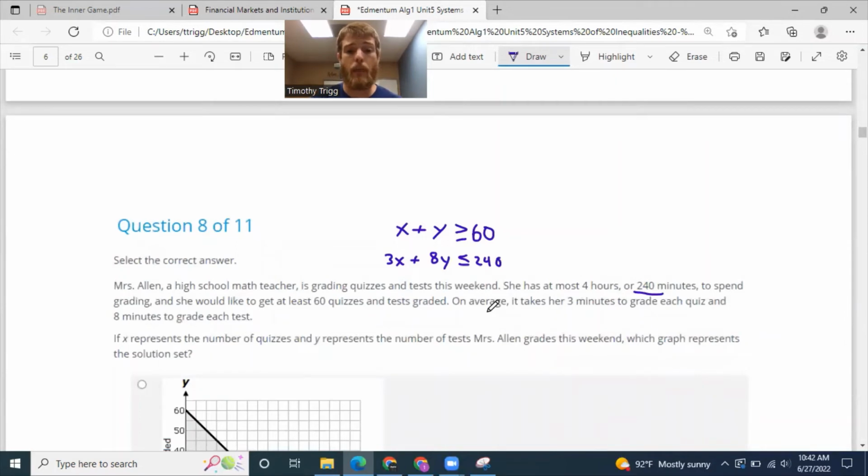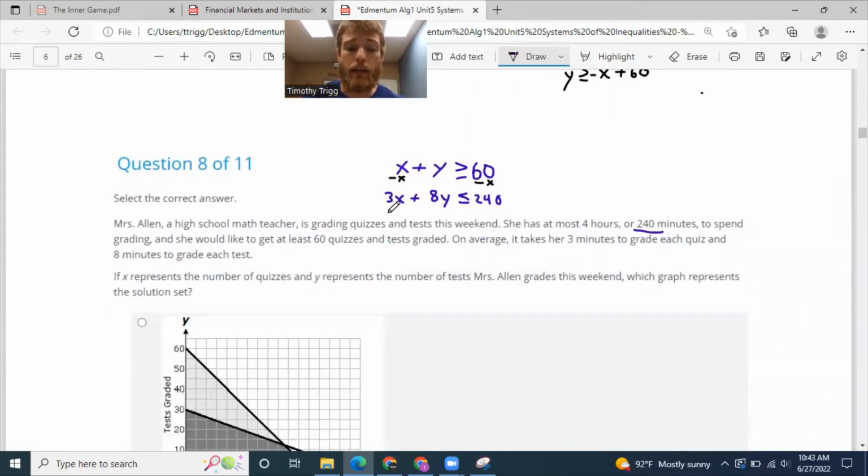So a couple things here. Let's go ahead and get y by itself for both of these inequalities. So for the first inequality, I would just subtract x on both sides, giving us y is greater than or equal to negative x plus 60. Okay. What about this second one? Well, in order to get y by itself, the first thing I would do is subtract 3x on both sides of the inequality. Once again, we're trying to get into the y equals mx plus b form. So we want to get y by itself.